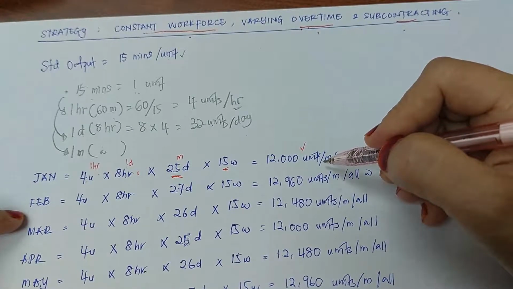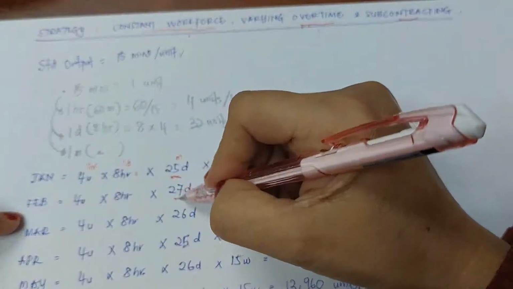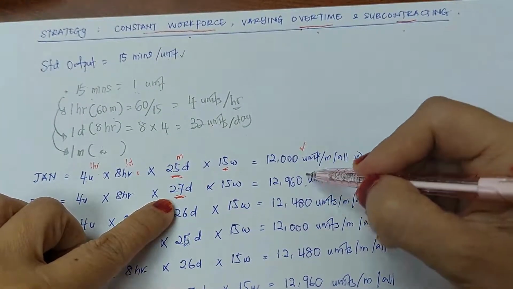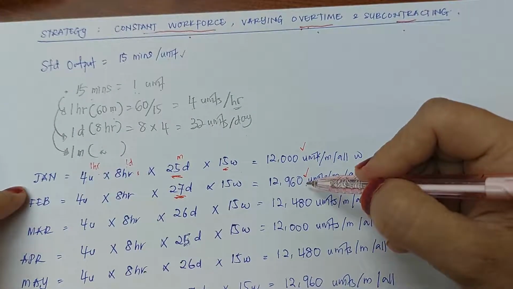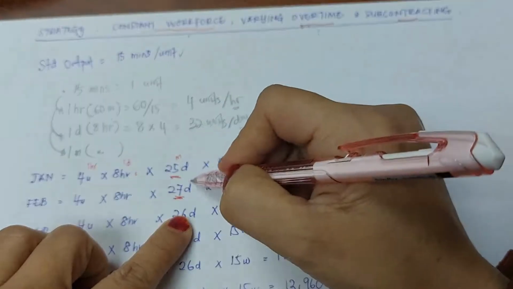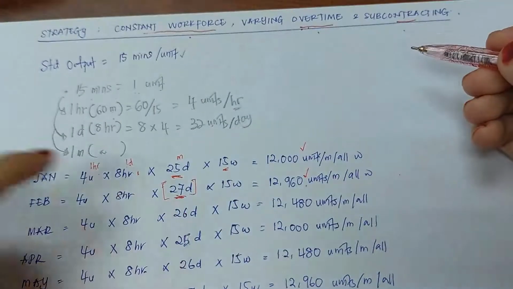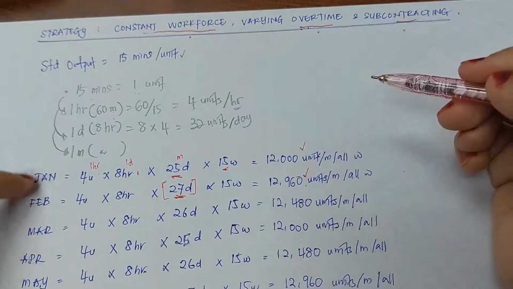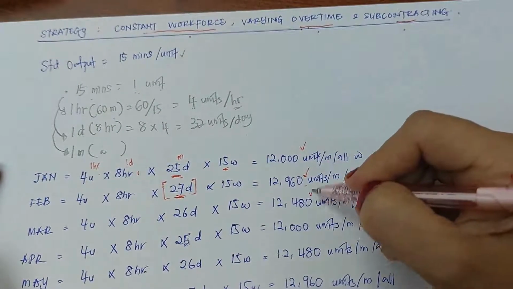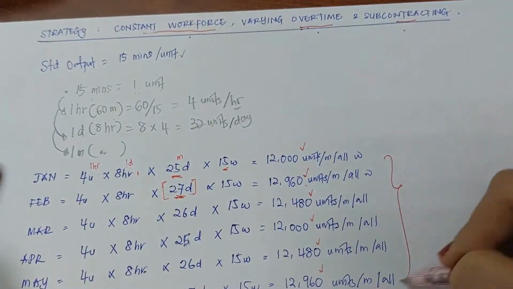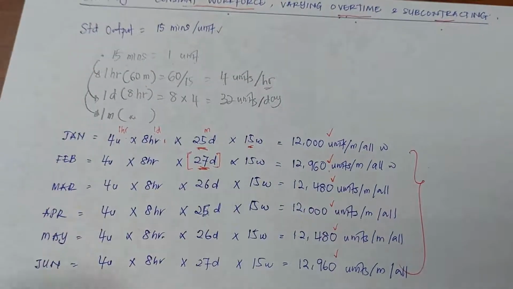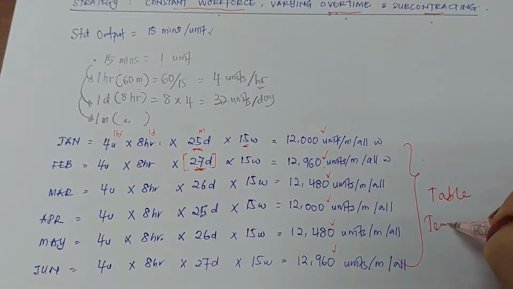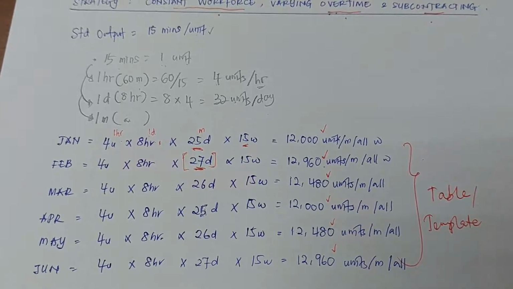When it comes to February, it will be a different standard output because the working days are different. In February the company is working for 27 days, so the standard output is 12,960. You do the same calculation, but make sure you change the working days according to the one given in the table. You have to calculate for every month from January until June, and all these standard outputs will be transferred into the template that I showed you in the slides later on.